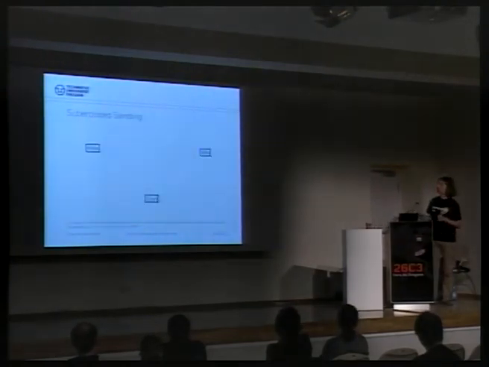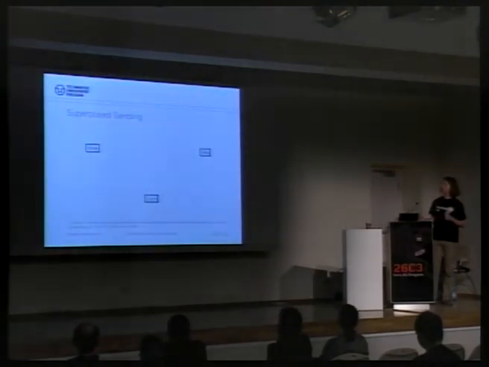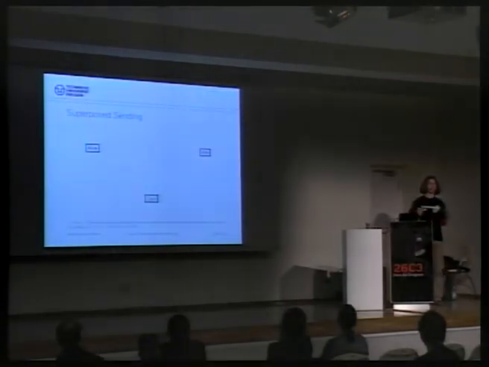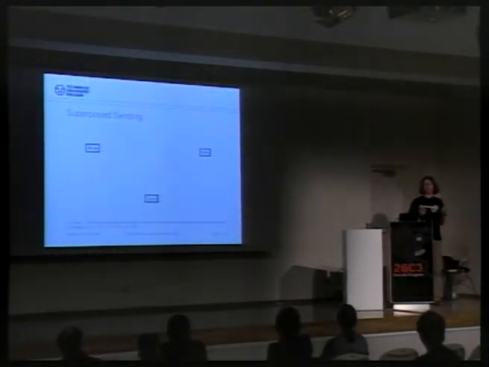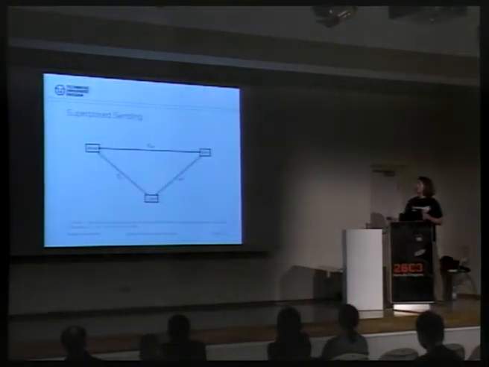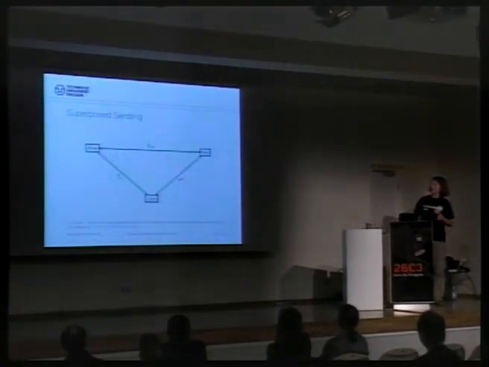The primitive I'm talking about is superposed sending, also known as the DC network, which was introduced by David Chaum as the Dining Cryptographers problem. This is a protocol for sending a message anonymously. So think of three people, Alice, Bob, and Carol, who want to send a message and want to be anonymous while sending this message.